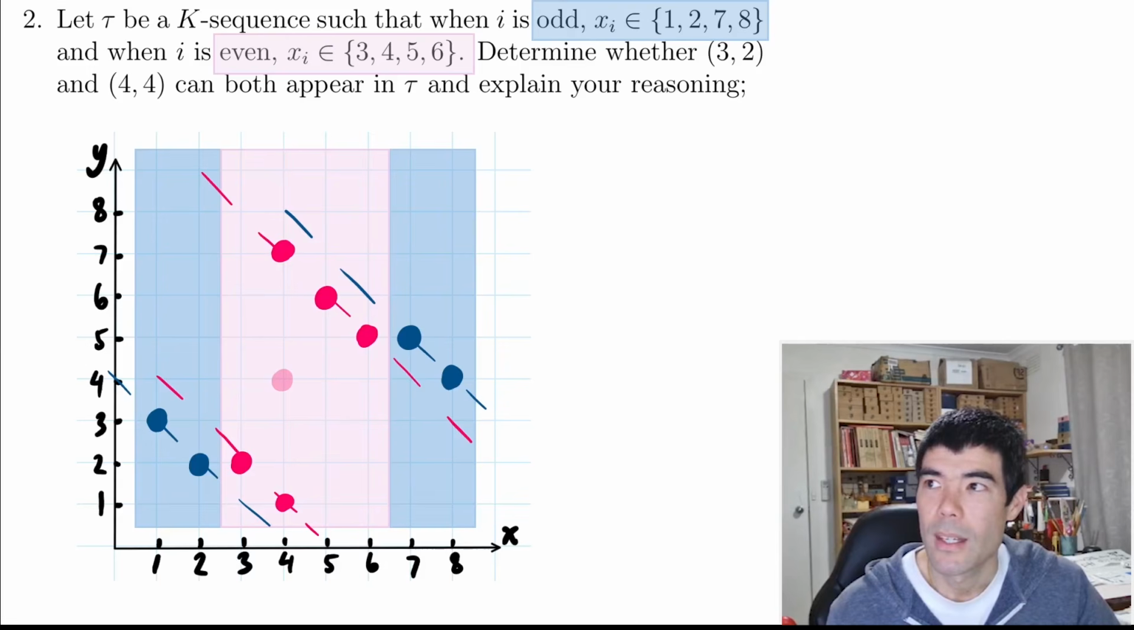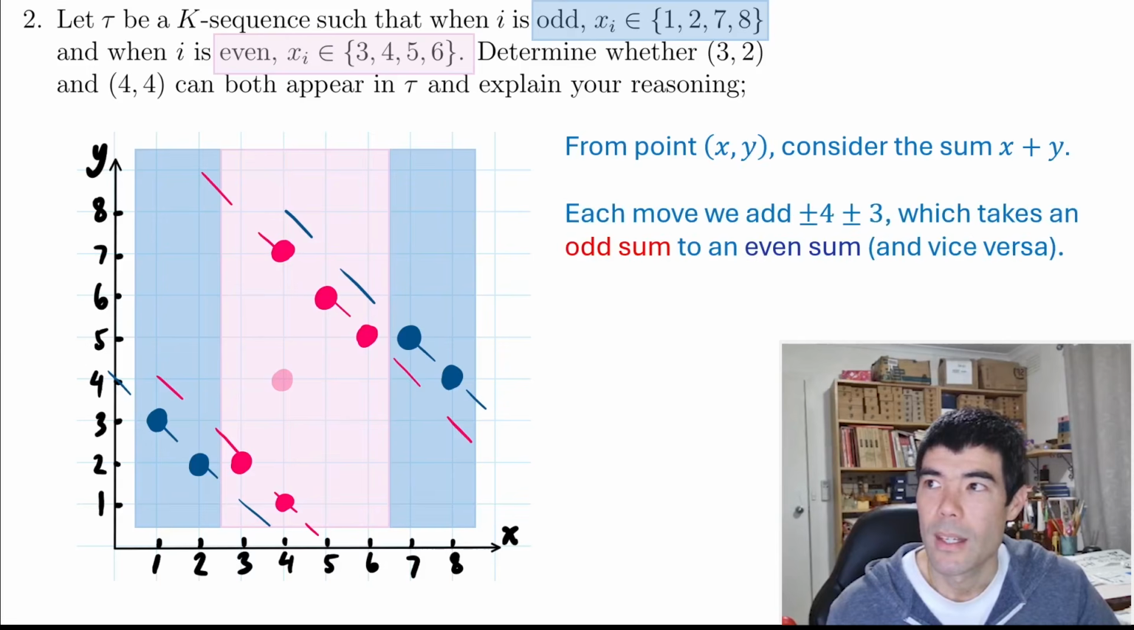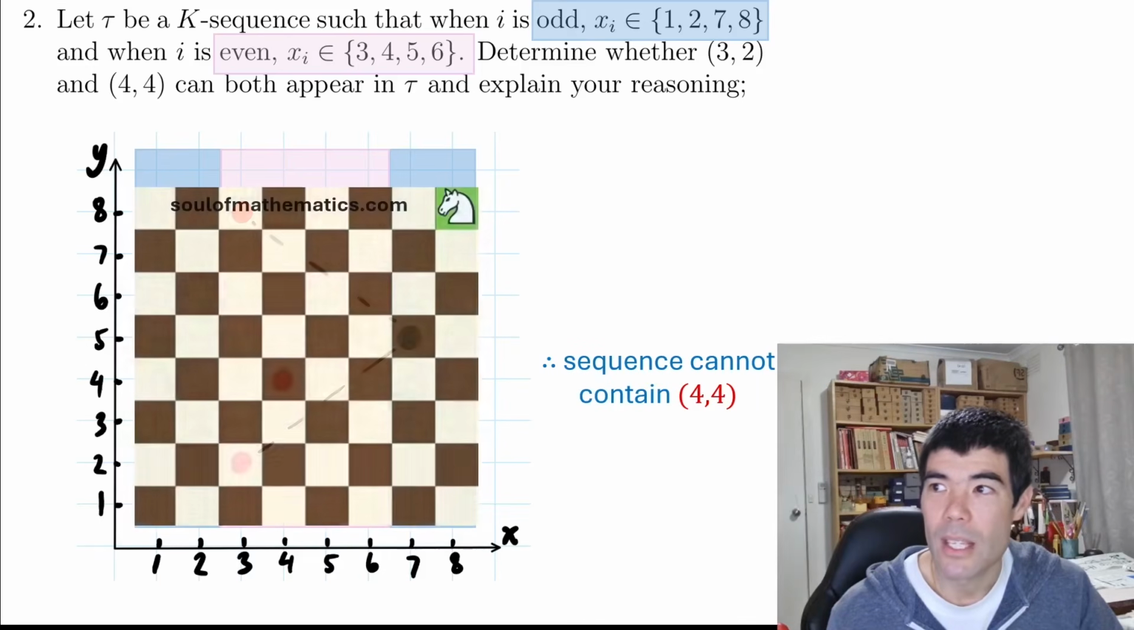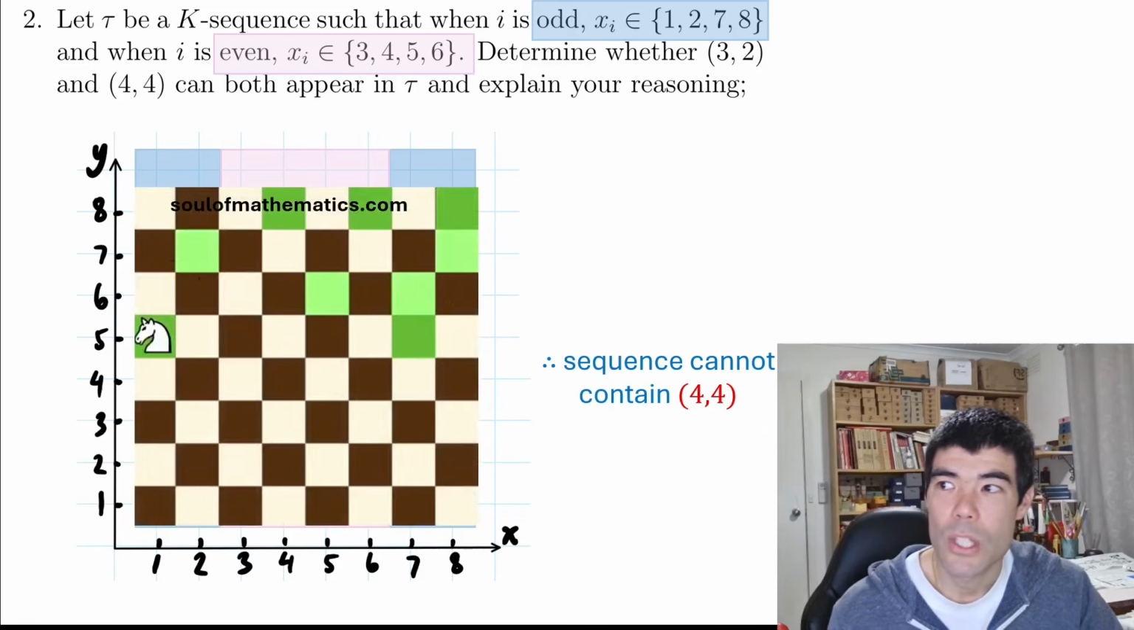We can prove that by looking at the sum of the X and Y coordinates. Each time we make a move, we either add or subtract 4 and add or subtract 3. In either case, an odd sum is going to go to an even and an even sum is going to go to an odd. So the sequence of terms is always going to go odd, even, odd, even, odd, even. (3, 2) has an odd sum and (4, 4) has an even sum. So they cannot both be terms when i is even. Similar to how, in the traditional Knight's Tour, the knight always jumps black, white, black, white, black, white.